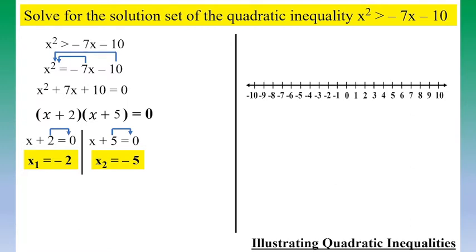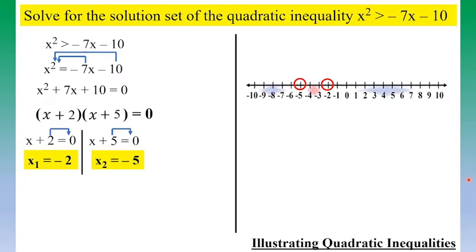Since the inequality sign here is greater than, without the equal to, we're just going to use a hollow dot. If we're going to use a hollow dot, let's have the points negative 2 and negative 5 and use our hollow dot. There. So negative 5 and negative 2.